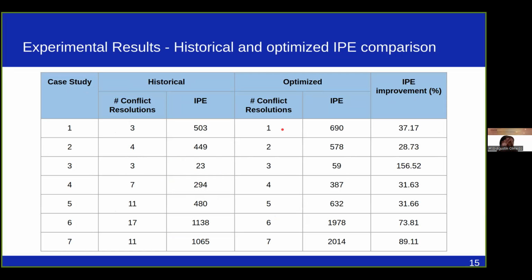This table shows the comparison between the historical integration process efficiency and the optimized integration process efficiency obtained by our proposal for each case study. We observe that for all case studies, our approach improves the historical integration process efficiency. The integration process efficiency improvement percentage is between 28.73 and 156.52. In addition, the number of conflict resolutions resulting in the proposed pull request group integration sequence is less than or equal to the historical one.